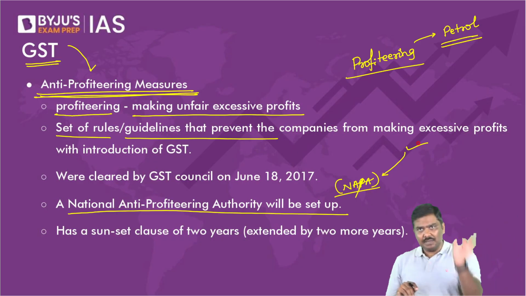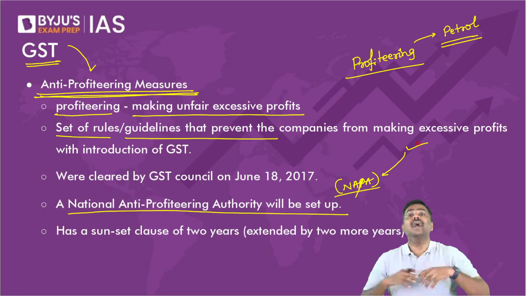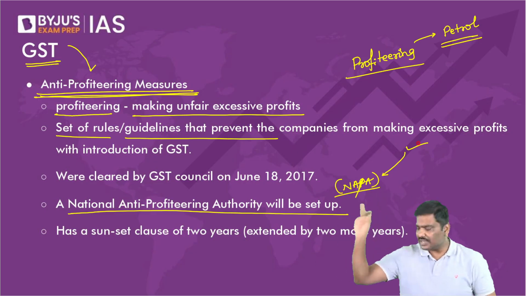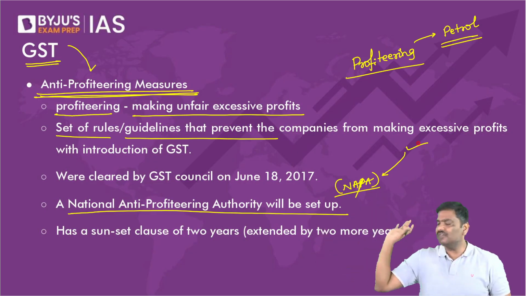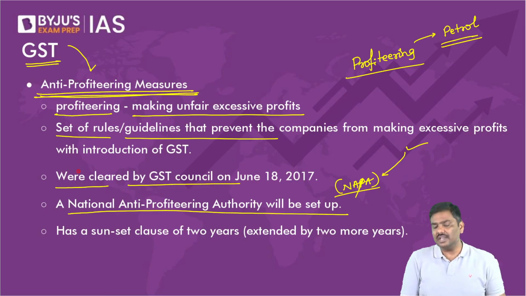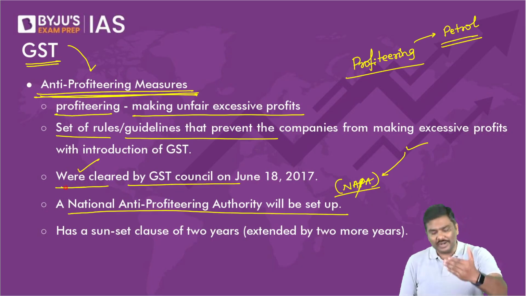The authority will simply impose penalties on the company, and in extreme cases, the authority can even cancel the license of the company involved here. Right? So, anti-profiteering measures were cleared by the GST Council. The authority was established in 2017.